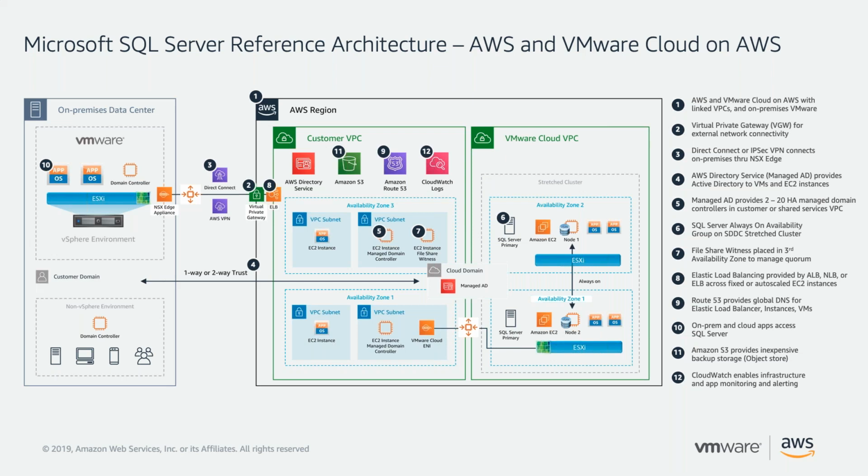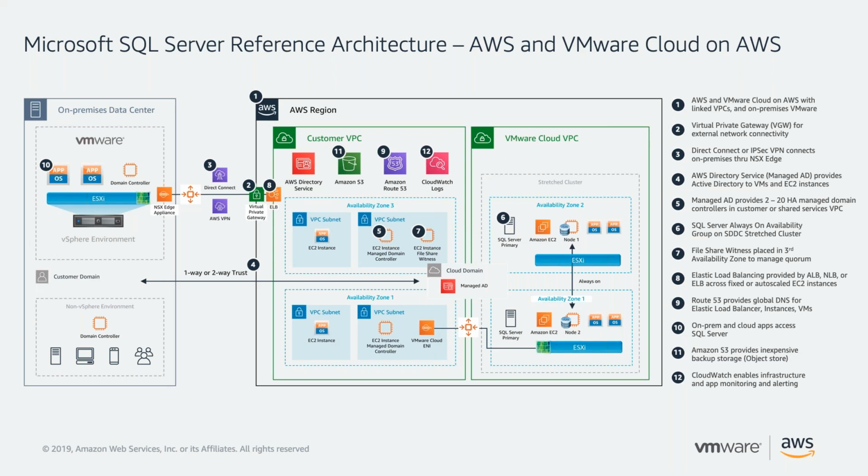Moving on to step number 10 here, we have our on-prem and cloud applications that want to access the SQL Server. They can do this one of 2 ways, either directly through that connection we have to the VMware Cloud and AWS environment, or through our customer VPC that we have set up. So we have that hybrid connectivity to our on-prem environment. We're able to natively access the VMware Cloud and AWS environment just as if it were another rack sitting in our data center. Then moving on to step 11, we have our S3, which provides inexpensive backup storage.